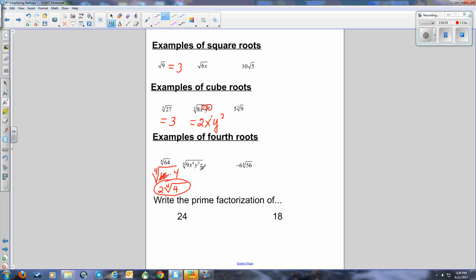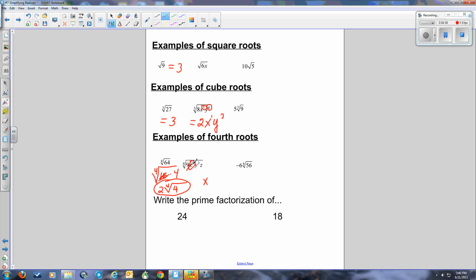Now this next one, let's say we have the fourth root of 9x to the fourth, y to the second, z. Is there a number I could raise to the fourth power to get 9, or could I break that down? No. Can I do anything with this x to the fourth? Yes. What could I raise to the fourth power to get x to the fourth? Well, that would just be x. So I can bring the x out in front of the radical. So that is gone now.